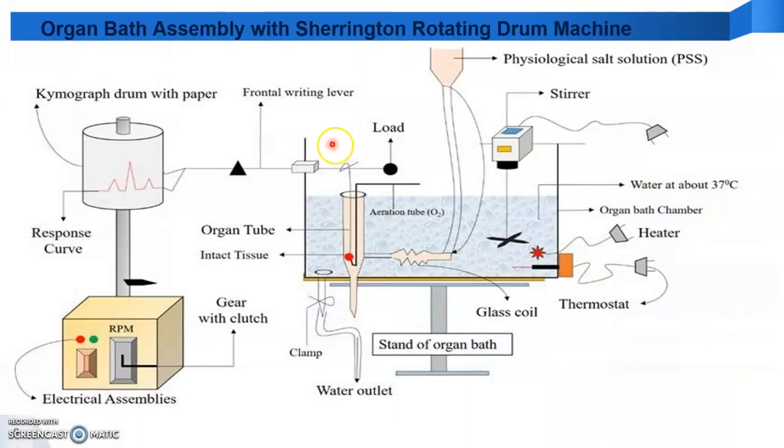Before going into part number 3, this is the actual image where the Sherrington rotating drum and organ bath assembly is fixed or arranged. And this is the organ bath. Here is the organ bath assembly, and here is the Sherrington rotating drum. With the help of the lever, we can record the reading as a graphical response or response curve.